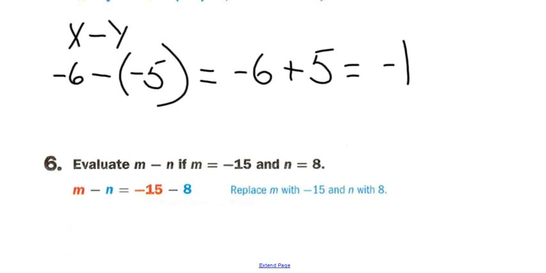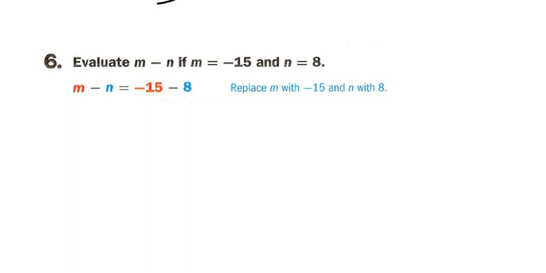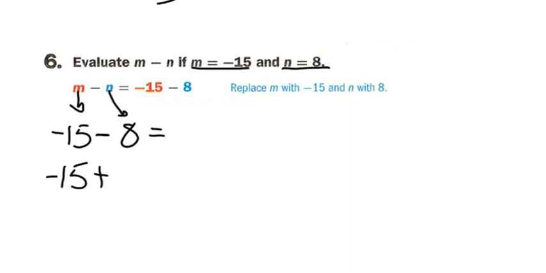Let's do the exact same thing for number 6. We have m minus n, and we know that m's value is negative 15. So I have negative 15, then I'm subtracting the value for n, which is 8. So I have negative 15 minus 8. Let's change that into an addition problem: negative 15 plus the additive inverse, which is negative 8. Negative 15 plus negative 8 is negative 23.